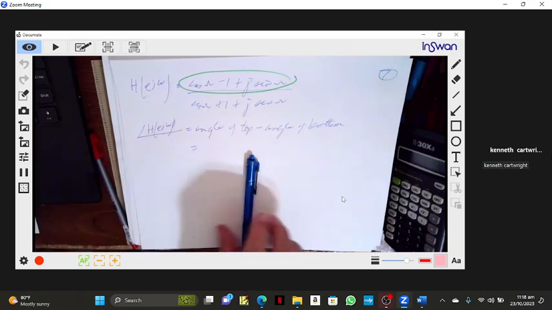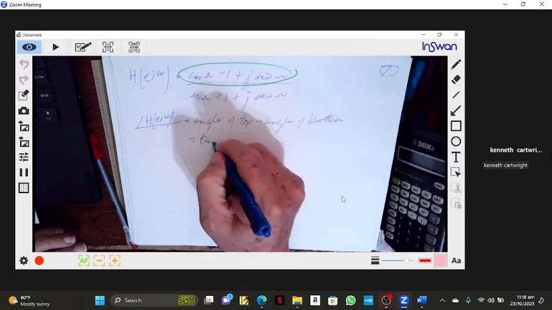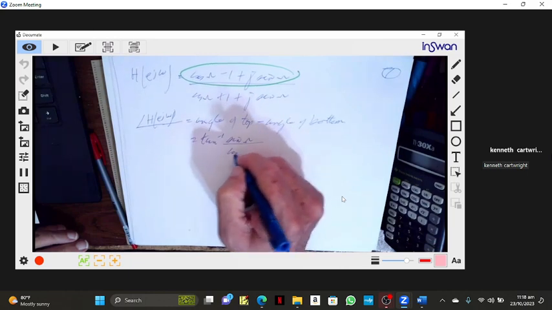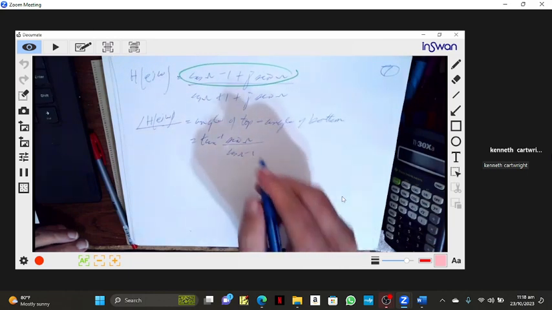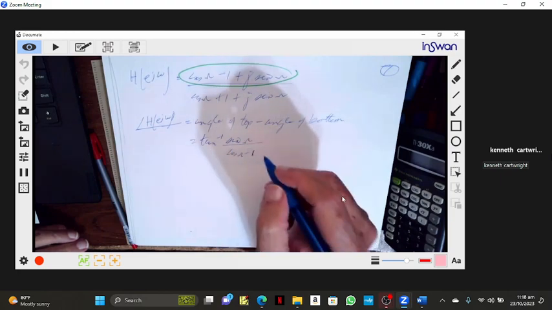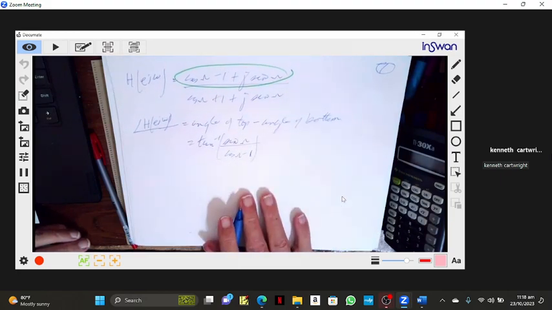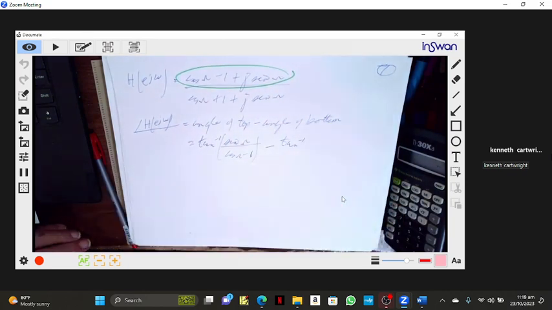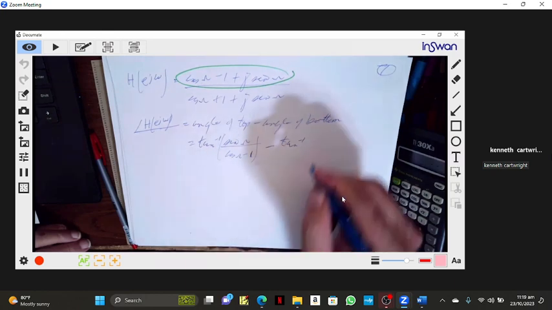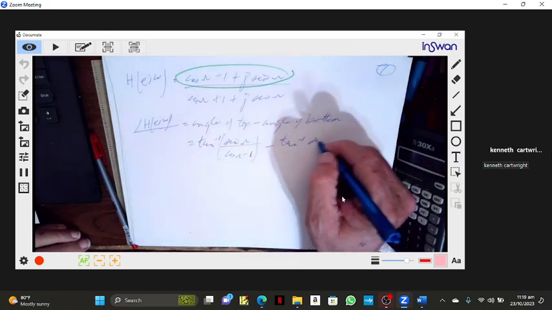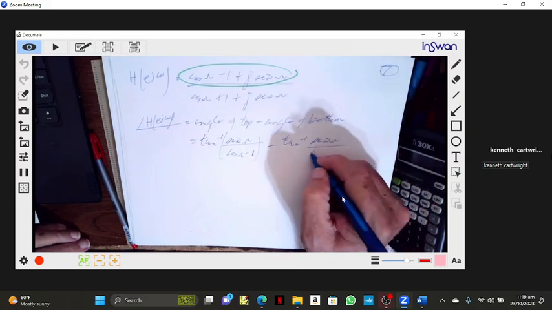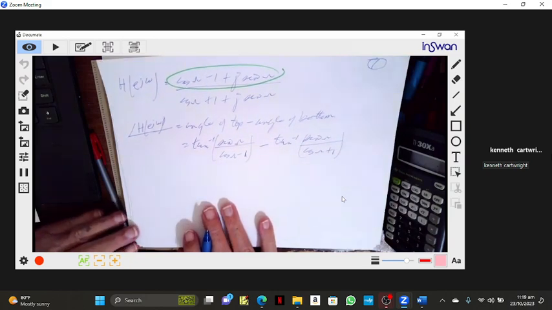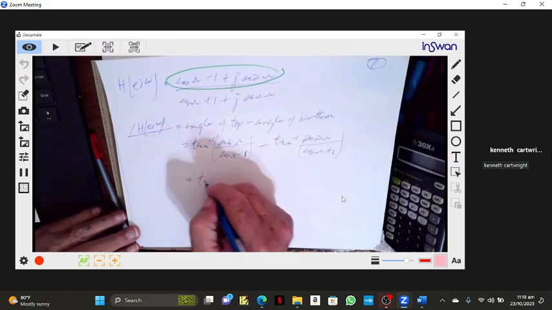The phase of a complex number is the inverse tan of the imaginary over the real. So that's the phase of the top, minus the phase of the bottom, which again is the imaginary over the real. Okay, that's as far as Mr. Buchat went. I'm going to go further.